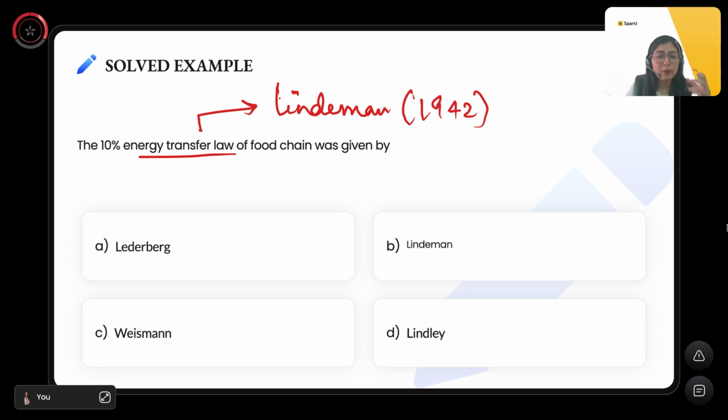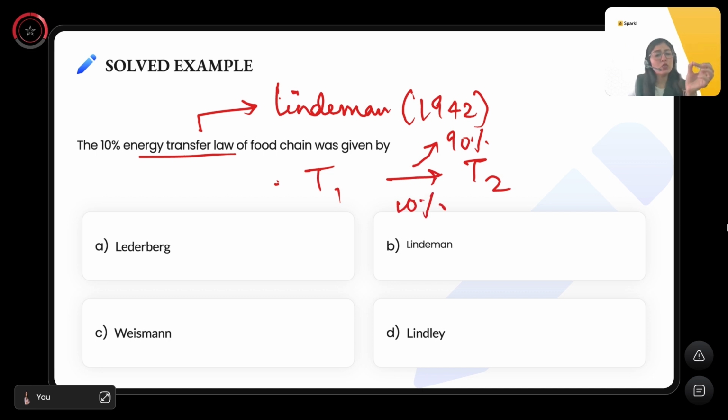So this law particularly says that during the transfer of energy from one trophic level to another trophic level, 90% of the energy is lost in form of heat, and only 10% of energy is passed on from one trophic level to another trophic level. Okay, so this was given by Lindeman. So the correct answer here would be option B. Clear? Let us move on to the next question.